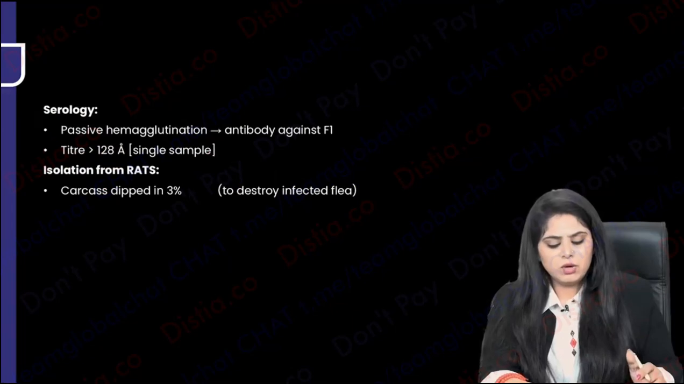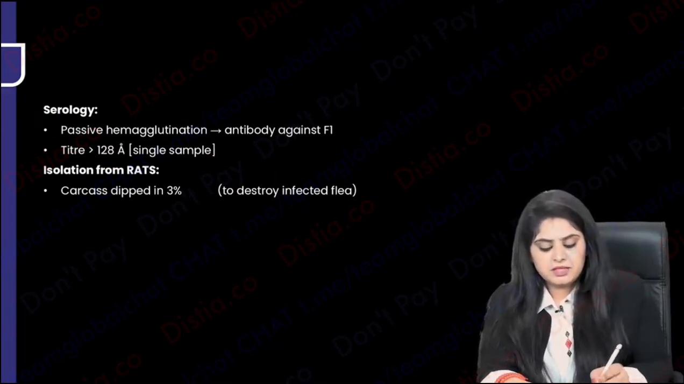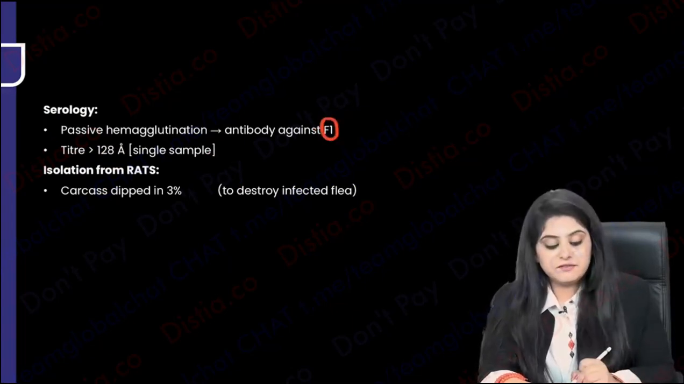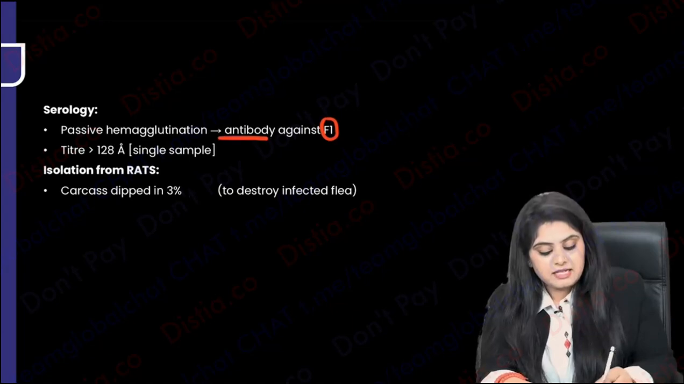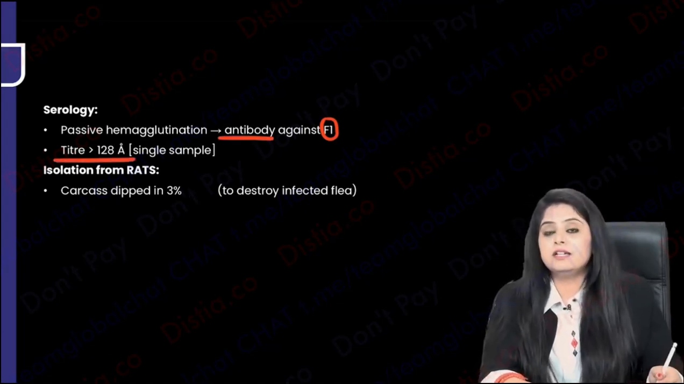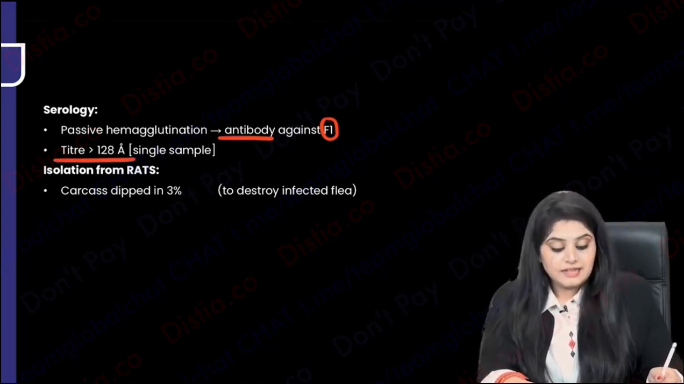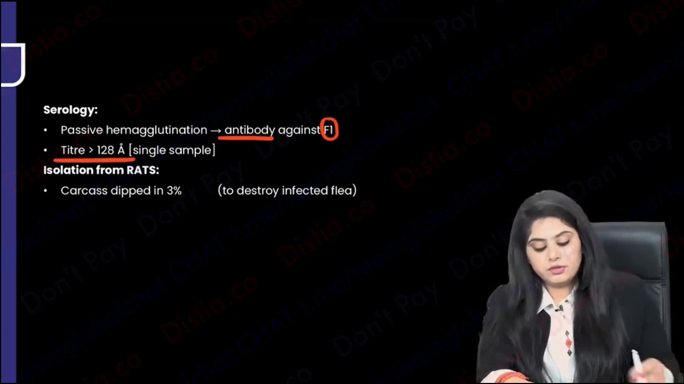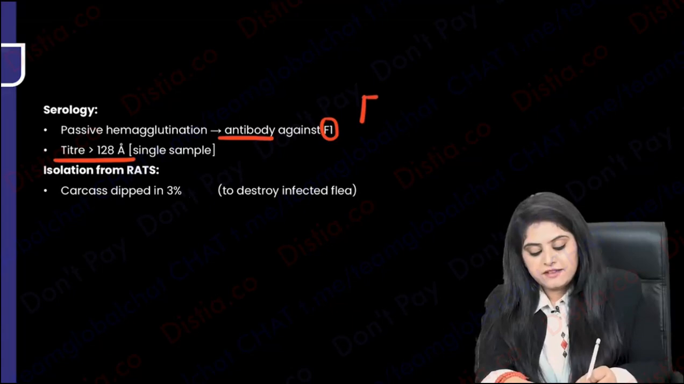Now go back, think, what was the antigen? Ma'am was focusing a lot on the F1 antigen. So against the F1 antigen, if I get antibodies at a titer of more than 1:128, that is definitely going to be very important. So repeating, antibody against F1 and more than 1:128, that is the significant titer.